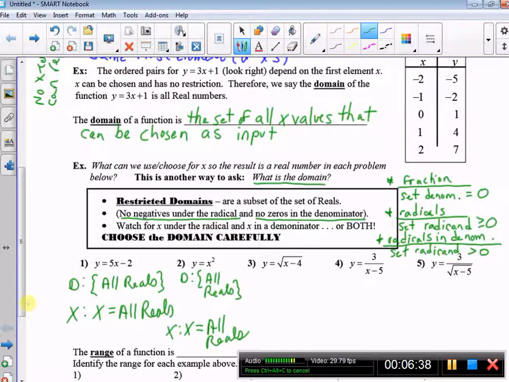Number 3, now we have a radical. What is our domain? Our domain with this radical, if you look here, with radicals, I cannot have negatives under there. So set the radicand, which is the x minus 4, greater than or equal to 0. Because that will give me the x values that are greater than or equal to 0, positive. So x is greater than or equal to 4. That is my domain. So my domain is x must be greater than or equal to 4.